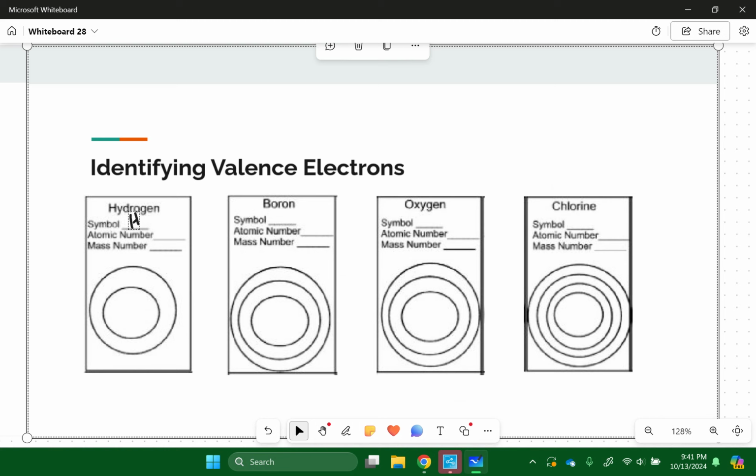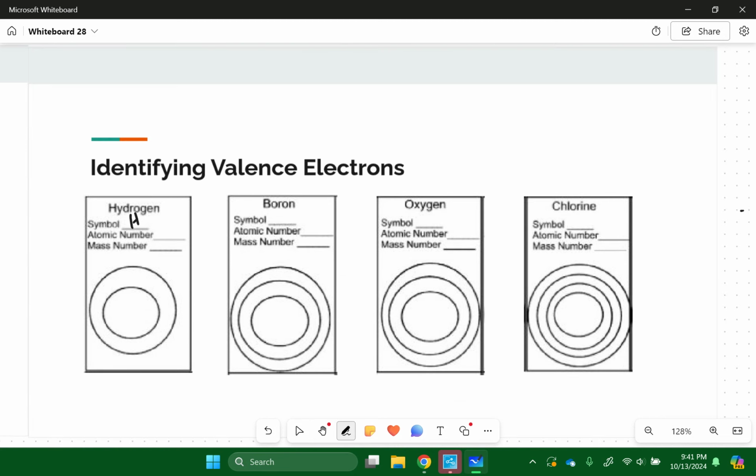Its atomic number is 1. And its mass number is also 1. Now, for the mass number, we're just going to use whatever mass is on the periodic table, and we're just going to round it to the nearest whole number. That's just going to be the easiest way to go about this. For the purposes of this exercise, we're not focused on isotopes here. So we're just going to assume mass number and atomic mass are the same.